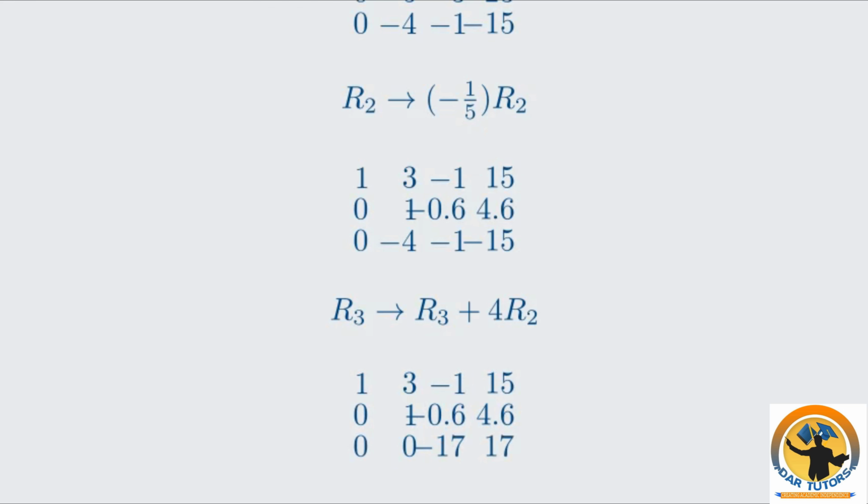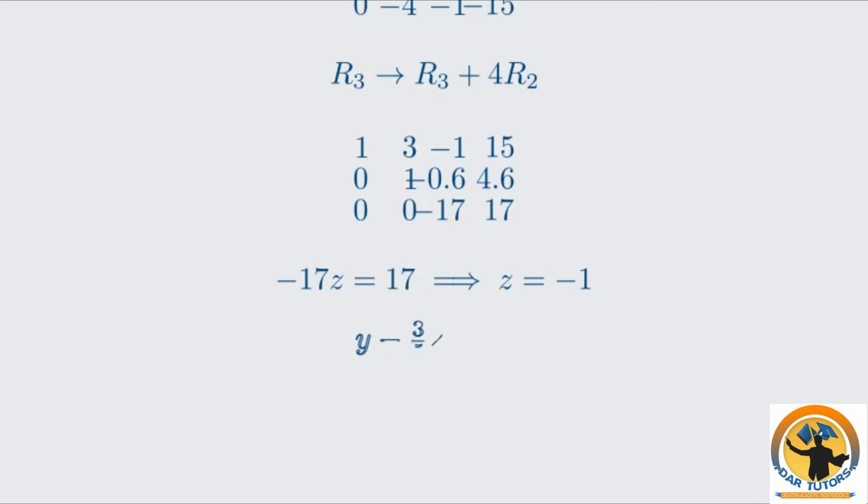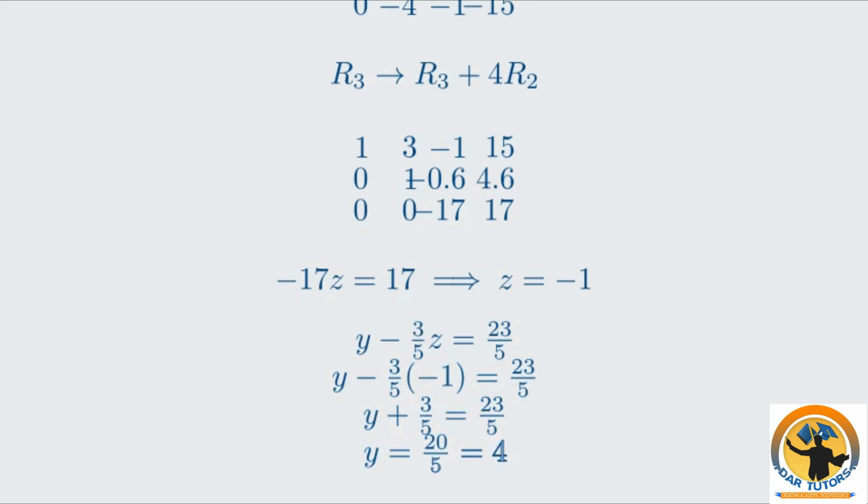Now we can use back substitution to find the solution. The last row represents the equation minus 17z equals 17. Solving for z, we find that z equals minus 1. The second row represents the equation y minus 3/5 z equals 23/5. Substituting z equals minus 1, we get y plus 3 divided by 5 equals 23/5, which simplifies to y equals 4.